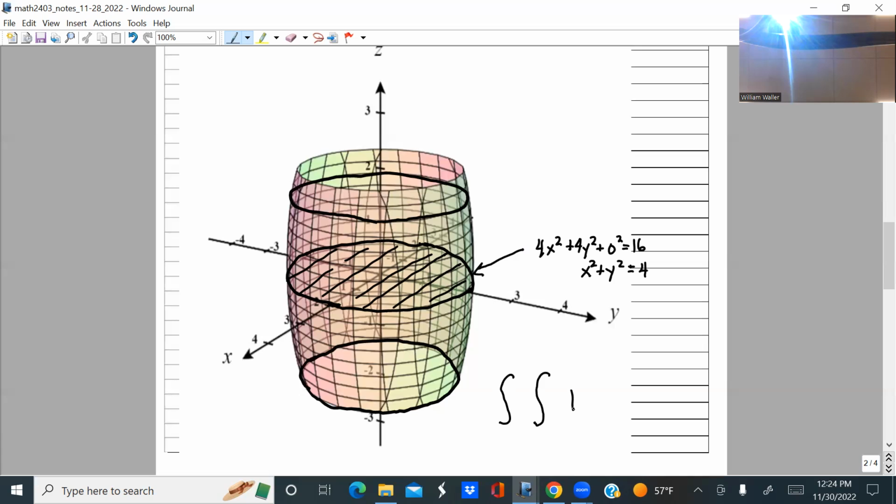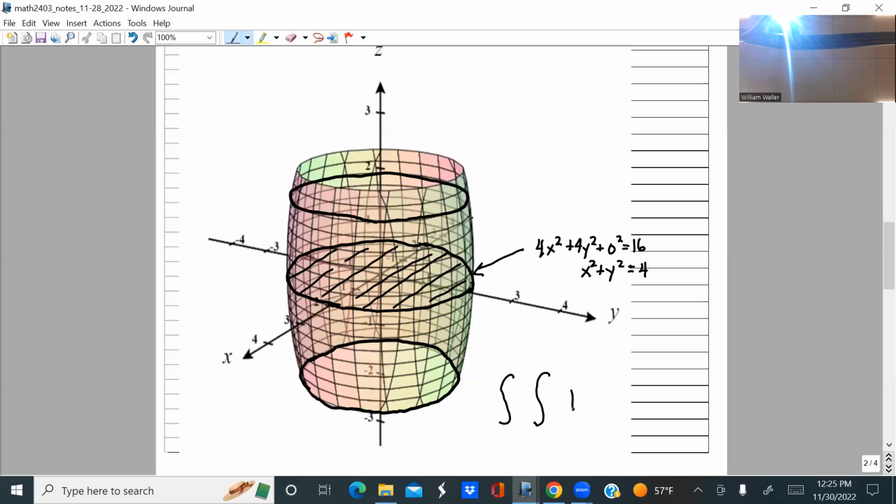with an integrand of 1. You don't have to multiply by r because we're not using polar coordinates here. Although it would be easy to do with polar coordinates, because that circle, that disk, would be easy to describe. But we're going to do it with rectangular coordinates.